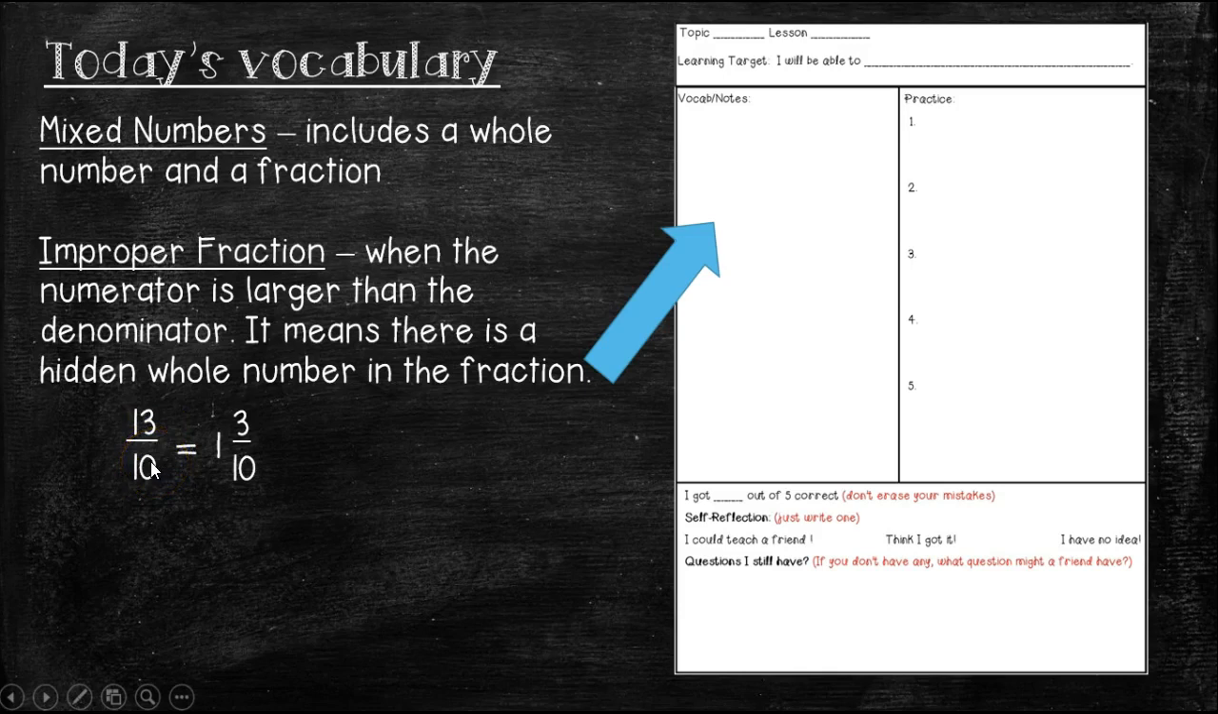So we need to simplify that because it's improper, which means it's naughty, so you can't leave it that way. So 13/10, we would divide 13 divided by 10, and we would get 1. We'd have 3 left over as our remainder, and 10 would be our denominator.